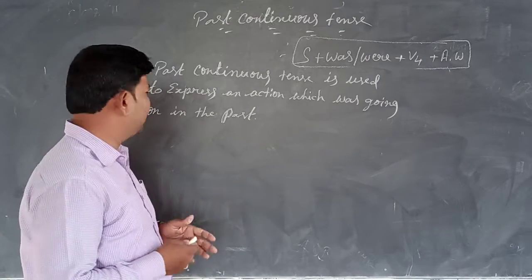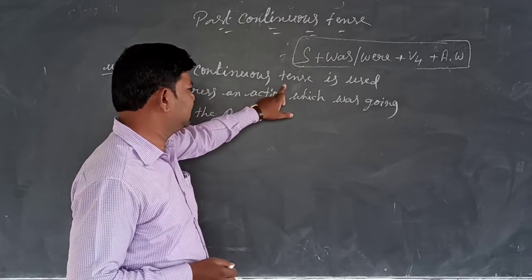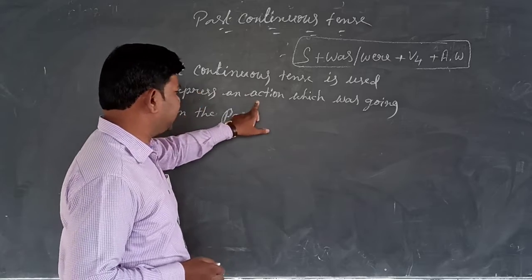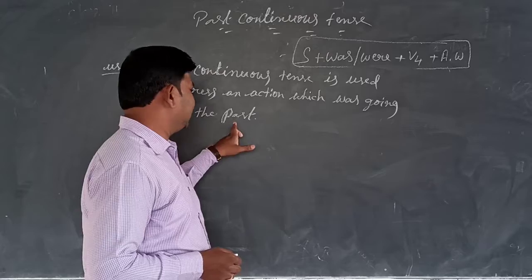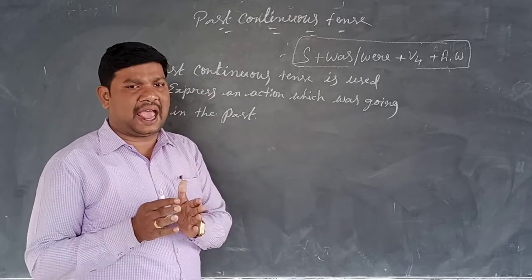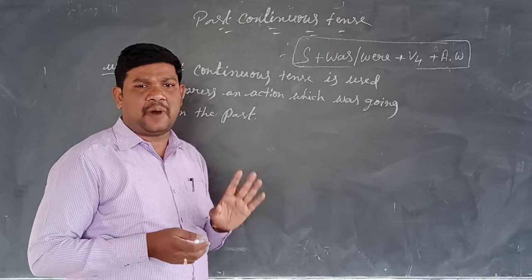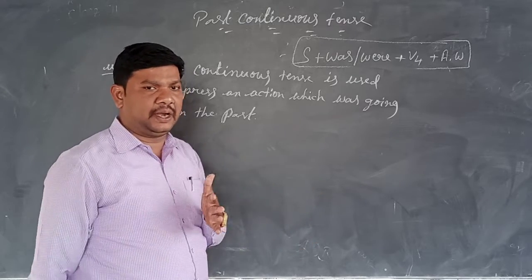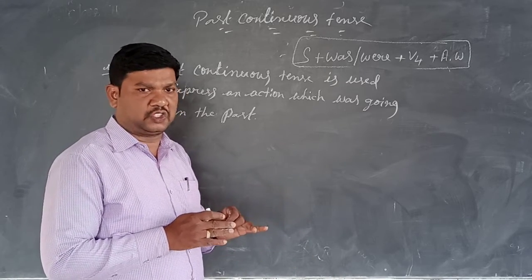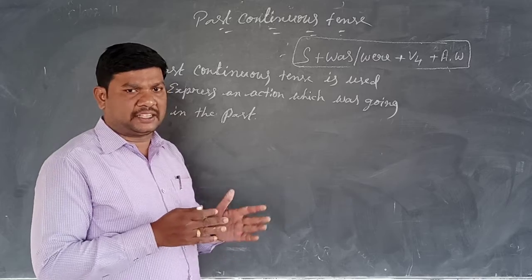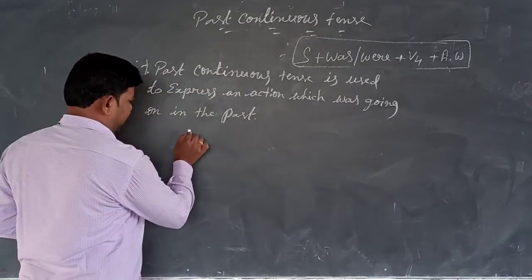What I wrote on the board, please read loudly, all of you students. Past continuous tense is used to express an action which was going on in the past. In the past, an action was going on. The past means already completed, yesterday, last Sunday, last year. This is the past. An action was still going on. We use past continuous. For example, let us observe here.